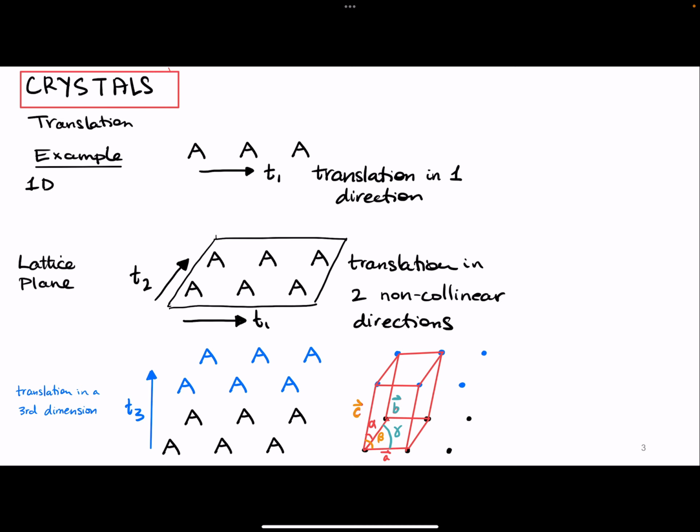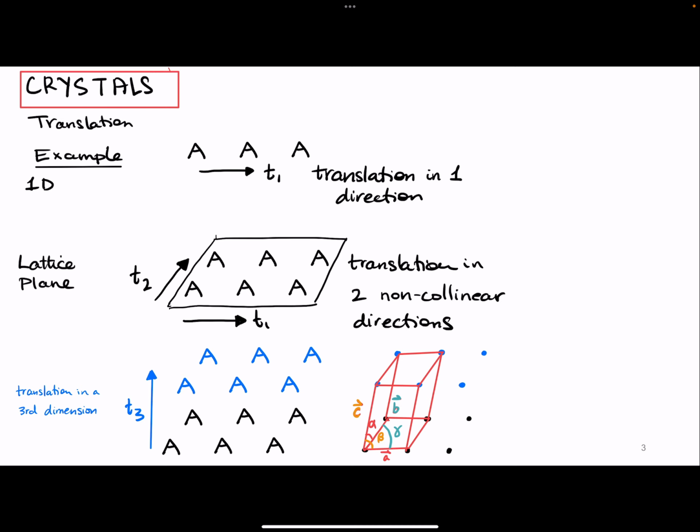So you see here that if we have a generic example, such as the letter A, in one dimension, we can see that we can translate this A in space by a translation distance of T1. We can expand that and make a lattice of the letter A by translating along this direction as well as along the T2 direction. And these directions have to be non-collinear.